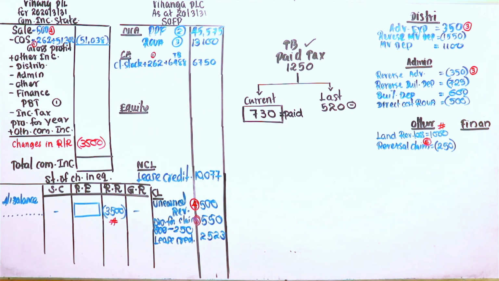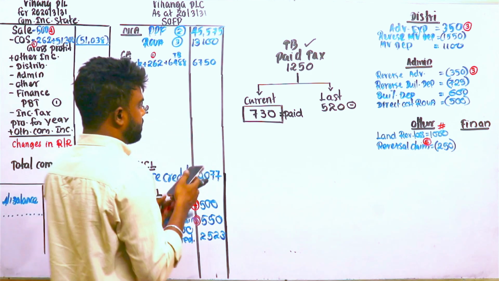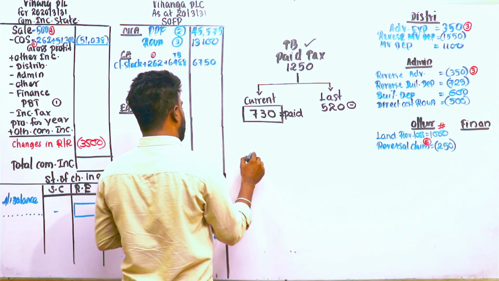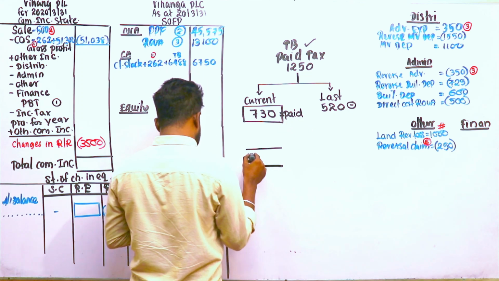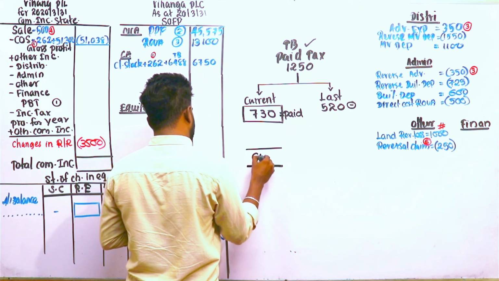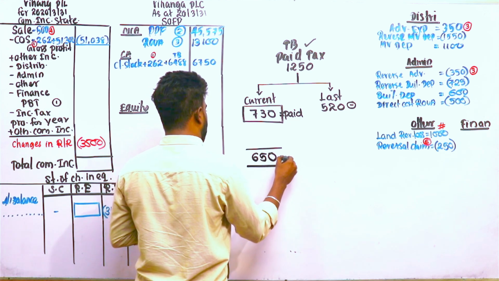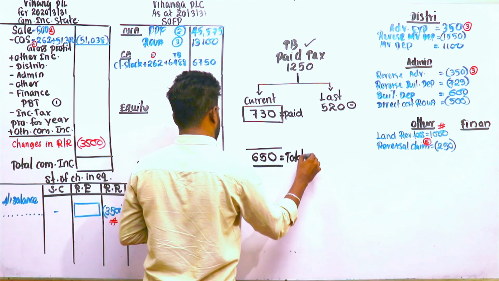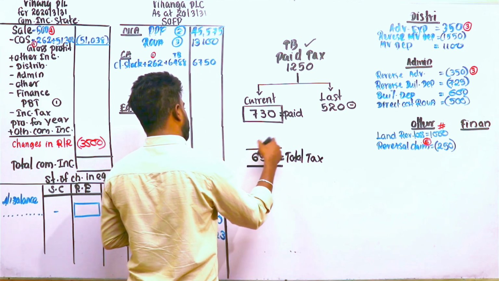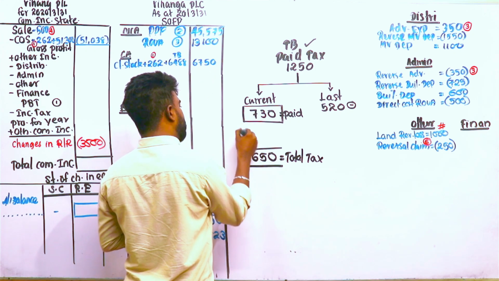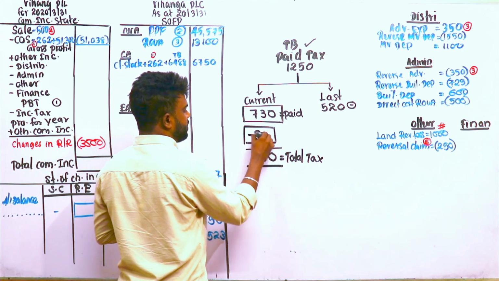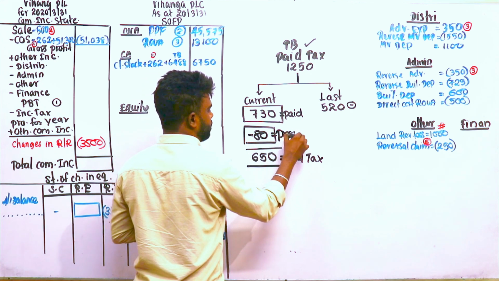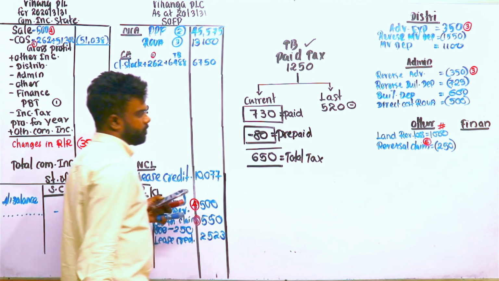Right. Read the remaining one. Total income tax liability for 2020 is estimated as 650. Current period total income tax expense is estimated as 650. Right? This is the total tax. Clear? So, therefore, we have paid an excess sum. What's the difference here? The difference is 80. This 80 should be prepaid. Clear?